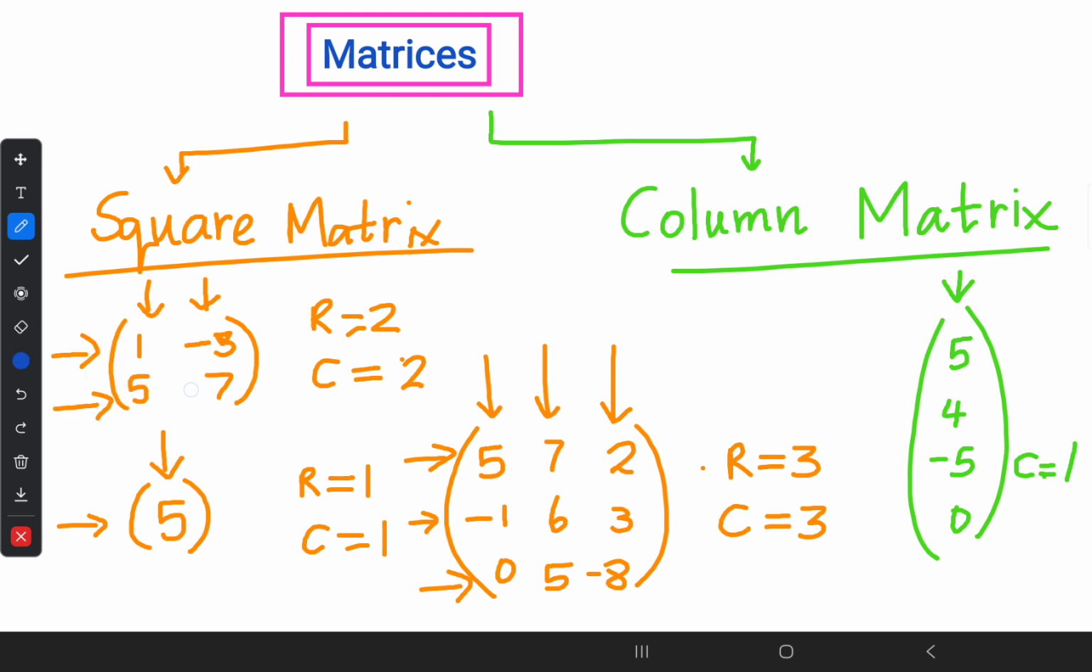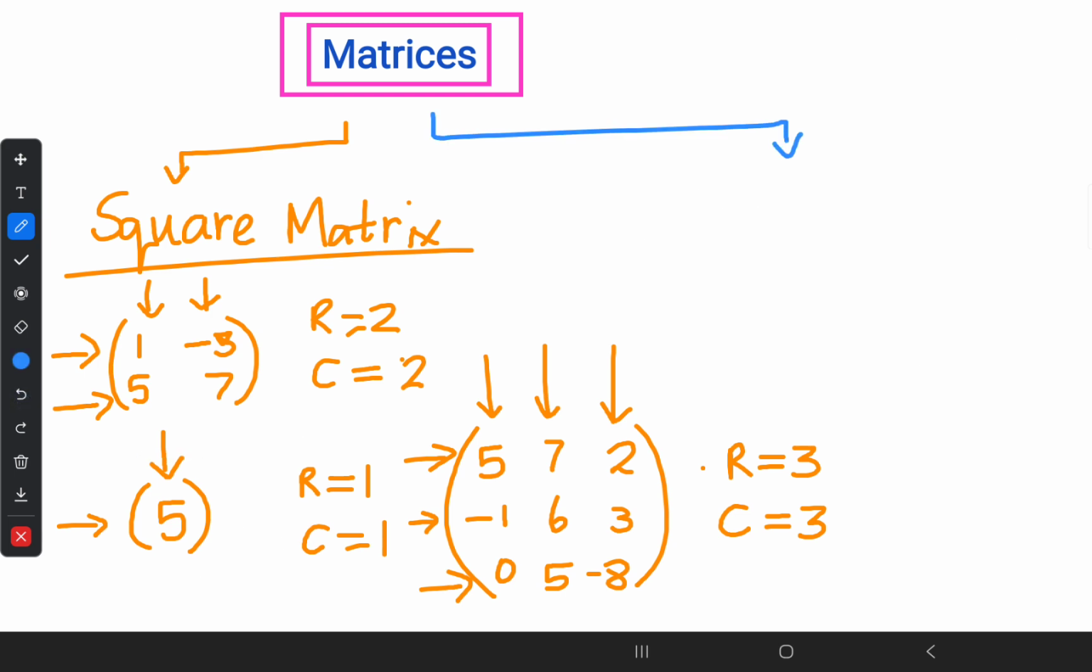And one important thing, look at this one. The row number is 1, so it can be a row matrix. The column number is 1, so it can be a column matrix. Since the row number and column number are both the same, it can be a square matrix as well. This matrix obeys all 3 conditions which we have studied up to now. It can be a row matrix, a column matrix, and a square matrix as well.